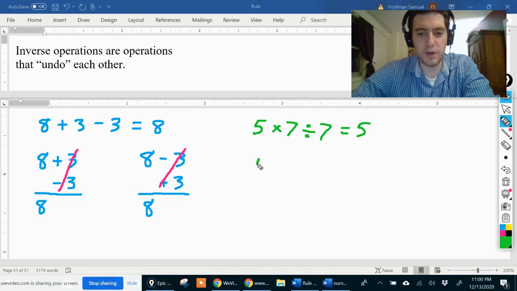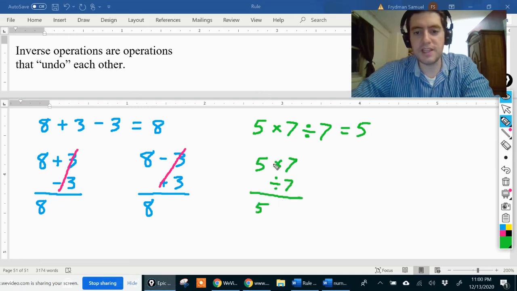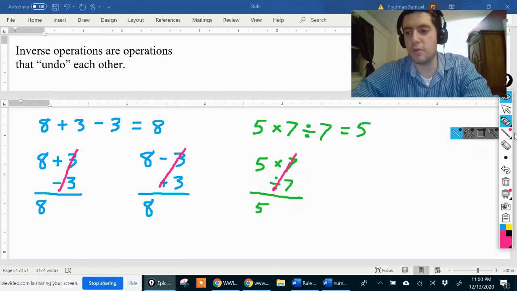Okay, and if we wanted to write that vertically, we could write it like this. Okay, this means exactly the same thing as this over here. 5 times 7 and then divided by 7 is equal to 5 again. Okay, and we could say that these 7's cancel out so that what we end up with is the same as what we started with.